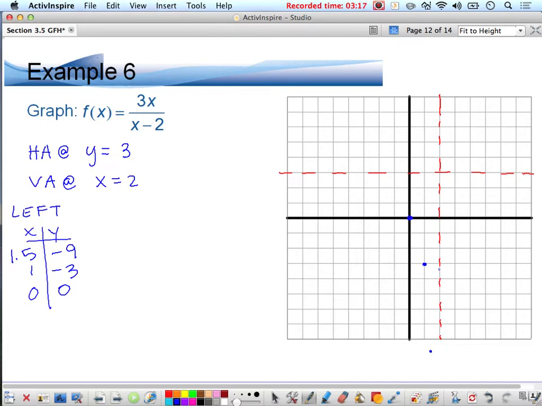I would like a couple more. Somebody tell me what negative 1 is. Positive 1. And then just to go really crazy, tell me negative 5. 15 over 7. Okay, tell it to me as a decimal. 2.14. So 2.1-ish. Let's put those on and see where we are. Negative 1, 1. Then when I hit negative 5, I'm at 2.1. So do you see, it's only now starting to get close to that asymptote up there?